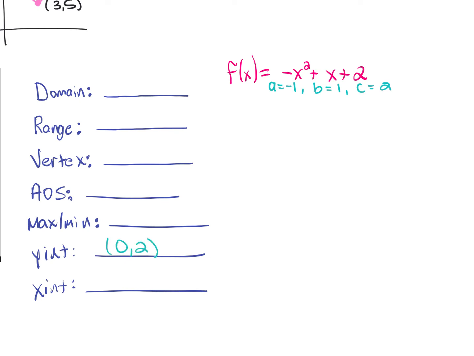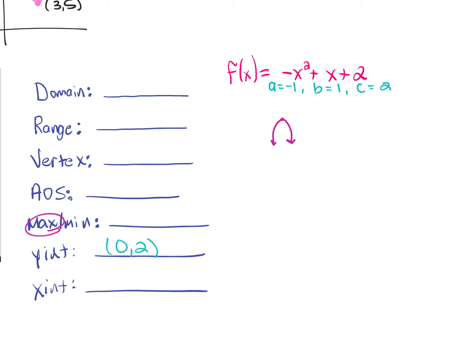Okay. Your a is negative 1. It is negative, which means it opens down. So you're going to have a parabola that looks similar to this. If it opens down, do you have a maximum or a minimum? Maximum.